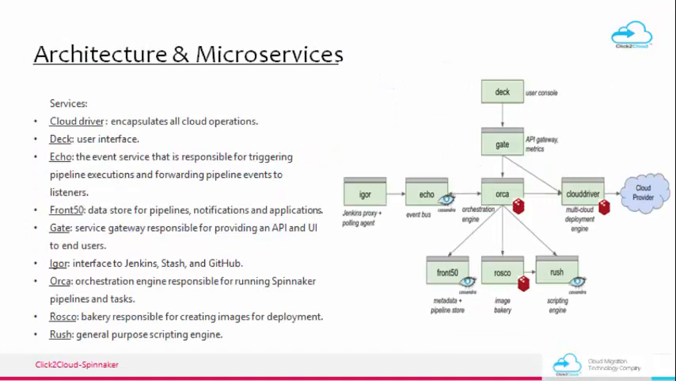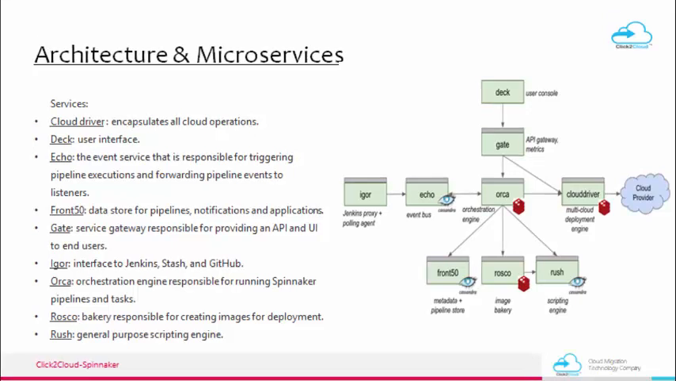Architecture and components of Spinnaker. Spinnaker has 9 main microservices. Deck. Deck is a browser-based UI service in Spinnaker. An end user interacts and uses services through Deck. By default, it works on port 9000.